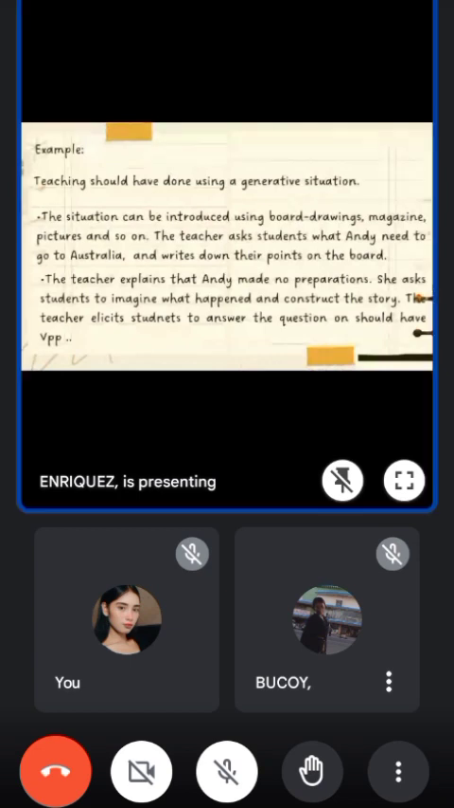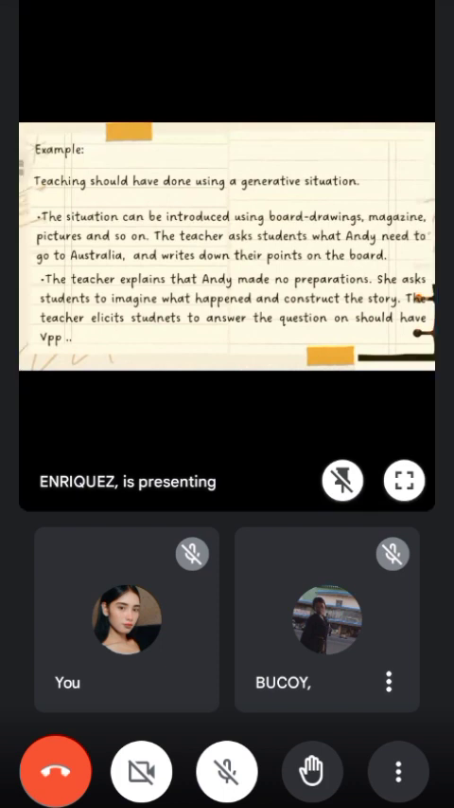Good day everyone. Once again, I'm Jayan Enriquez. Today I am going to discuss the example about teaching grammar in situational context using generative situation.